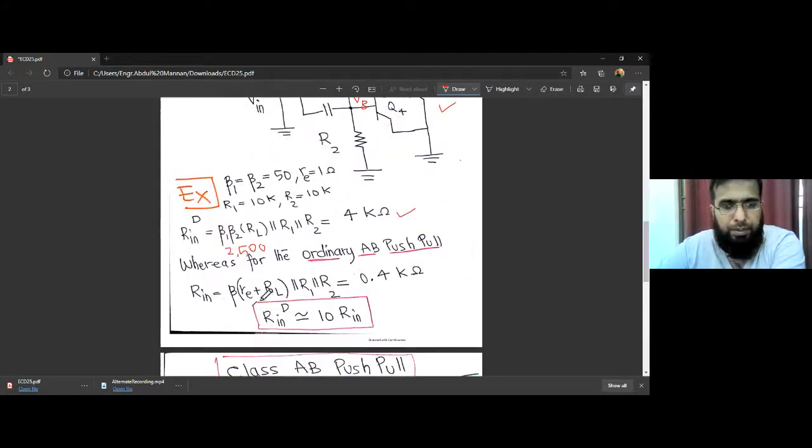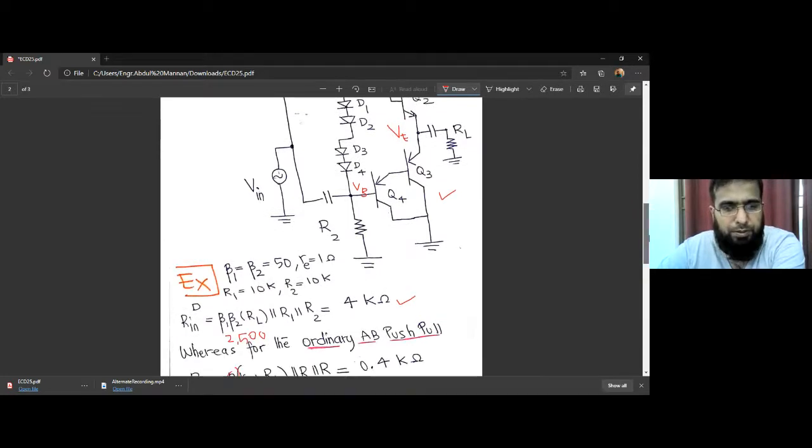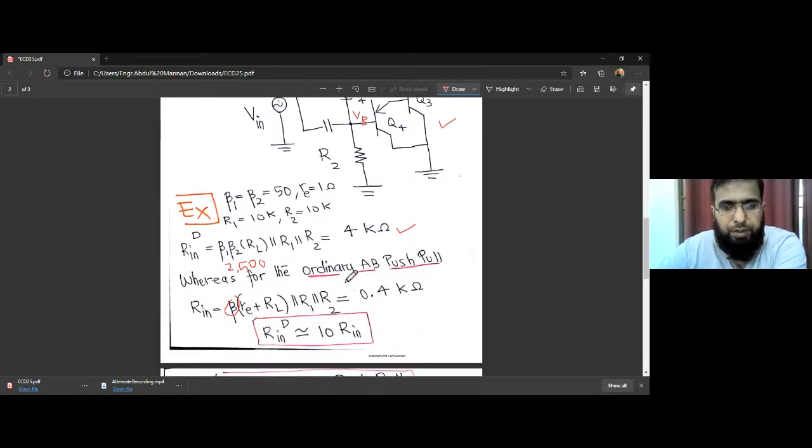So that would be beta times Re plus RL in parallel with R1 in parallel with R2. Here we have only one beta because we are not using a Darlington pair. So putting in 50, Re, and RL is 8 ohms. I haven't mentioned it here, but it is 8 ohms; I forgot to write it here. R1 is 10k. So in parallel with R1 in parallel with R2 gives us 0.4k.